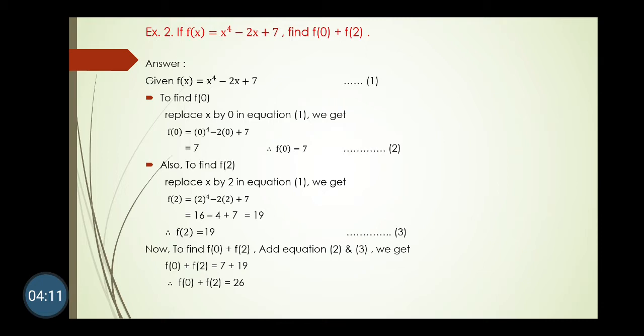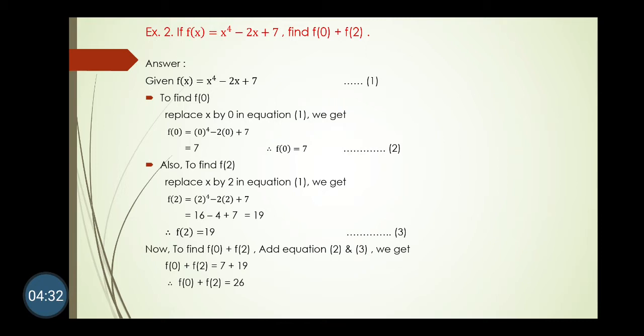So how to find f of 0? By replacing the value of x with 0 in equation 1. So we get f of 0 is equal to 0 raised to 4 minus 2 into 0 plus 7. Again all 0 terms get cancelled and the remaining is the constant which is 7. So we get f of 0 is equal to 7.